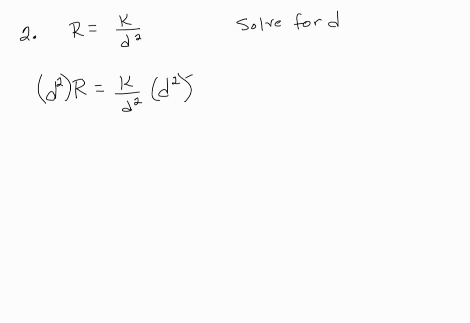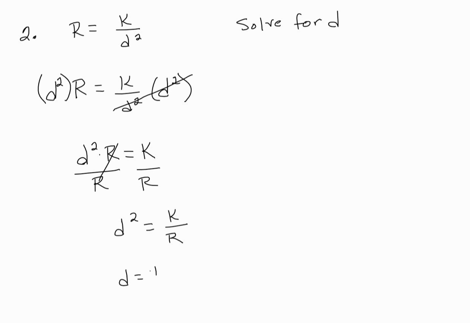And that will cancel the d squareds out over here on the right-hand side. So I have d squared times r equals k. I'm going to get rid of that r. So notice that it is being multiplied, so I need to do the inverse of multiplication, which is division. So divide both sides by r. That cancels. So d squared equals k divided by r. I'm going to take the square root of both sides. So d equals positive and negative square root of k divided by r.